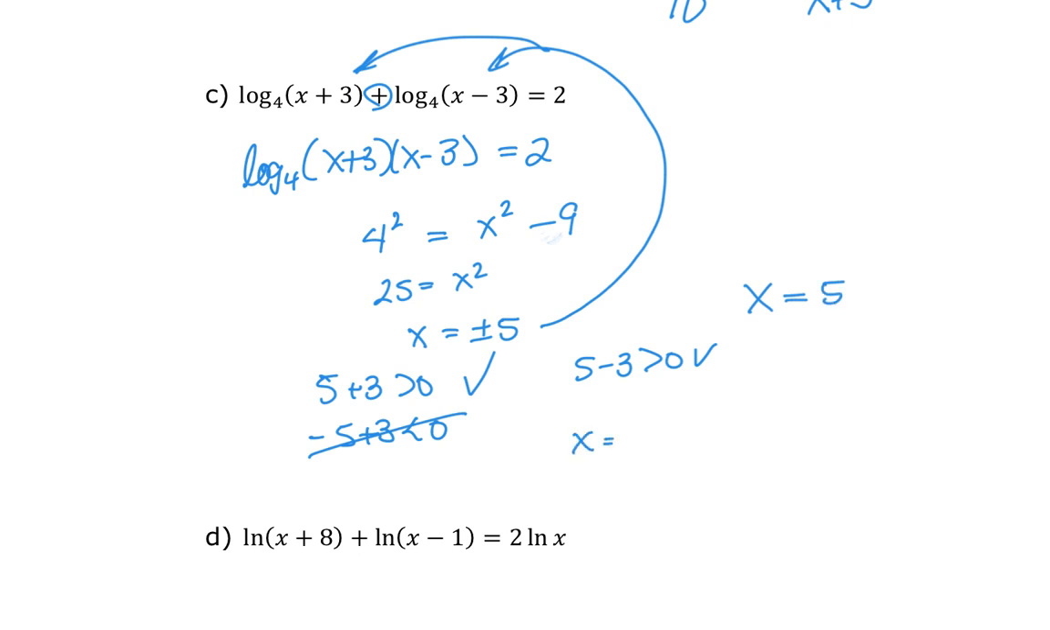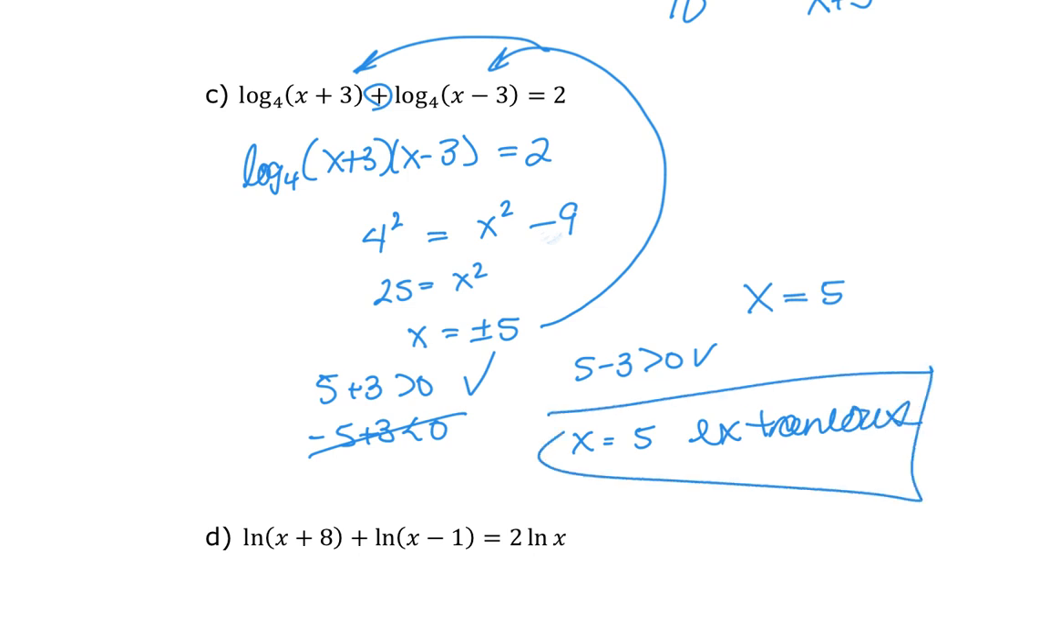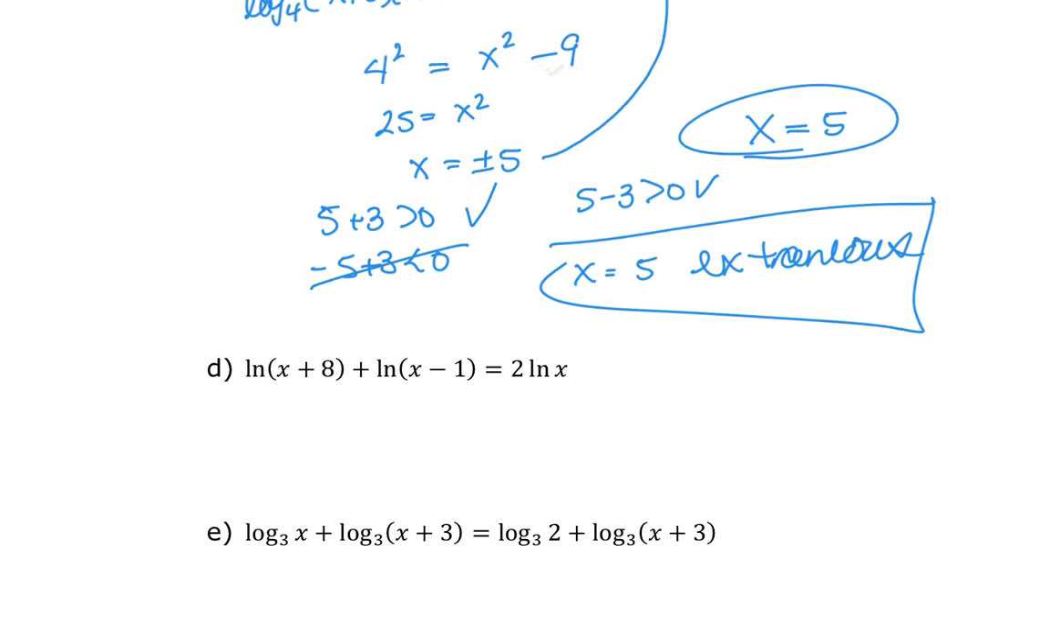When x is equal to negative 5, this is extraneous, so it is not a true solution. So the only solution I have is x is equal to 5. This is where I said you need to check.